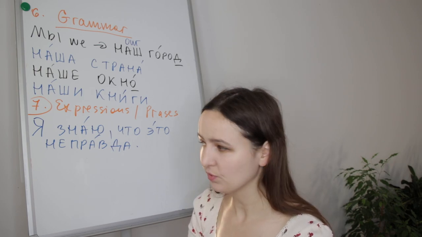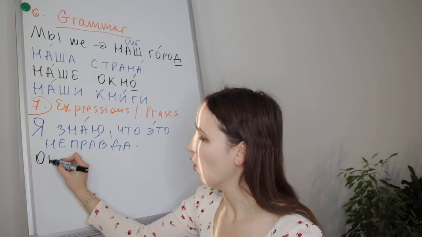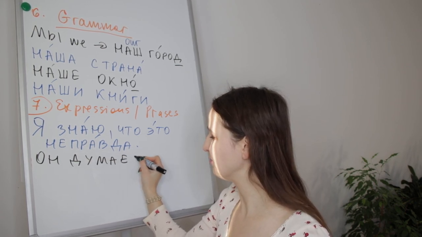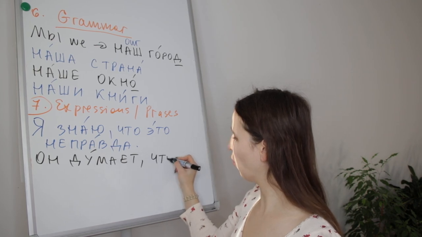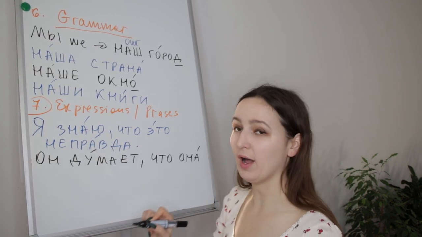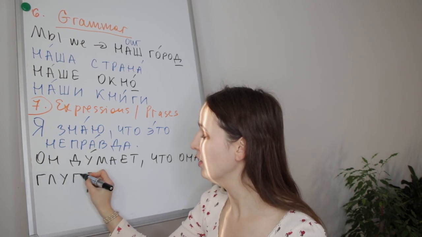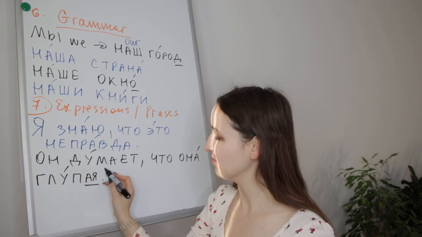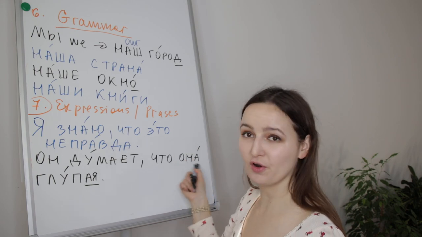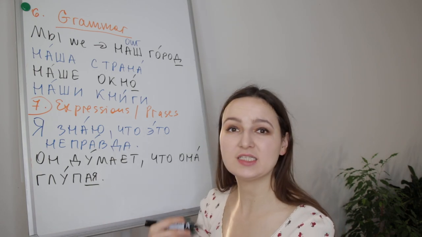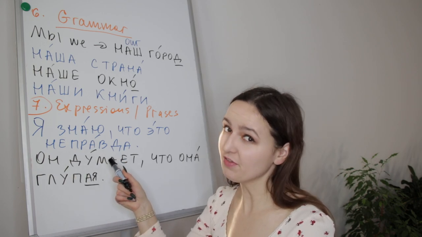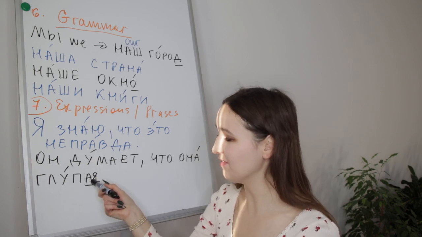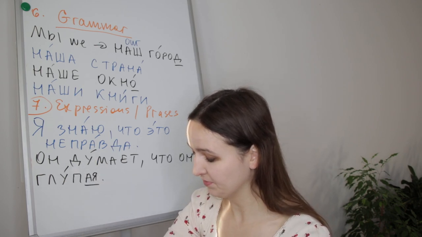Он думает, что она глупая. Он думает, the verb думать, that we learned already, что она глупая. Глупая is an adjective with a feminine ending, because we are talking about her. Глупая is silly, stupid. So, он думает, he thinks, что она глупая, that she is stupid. And глупая here is in feminine.